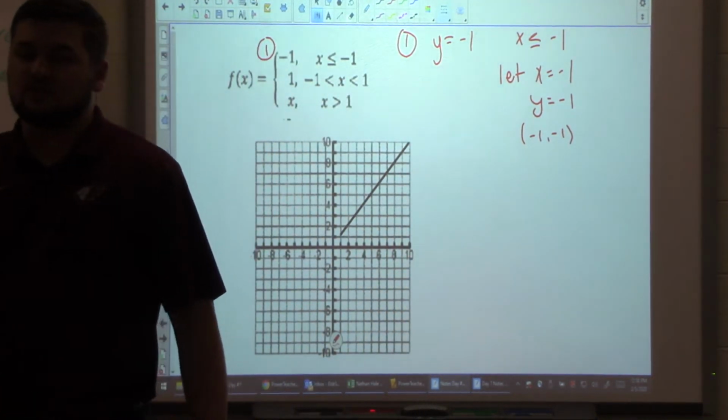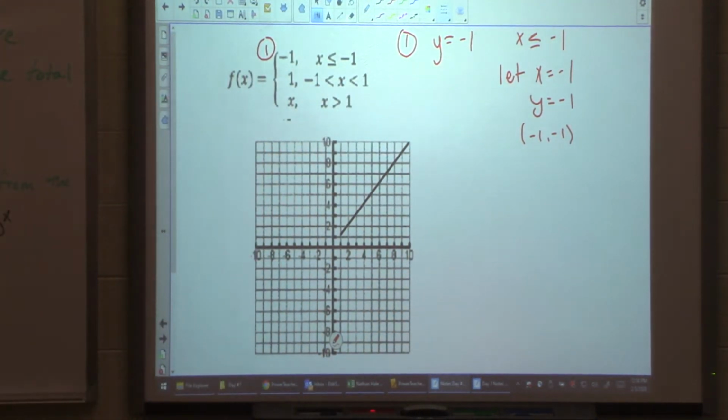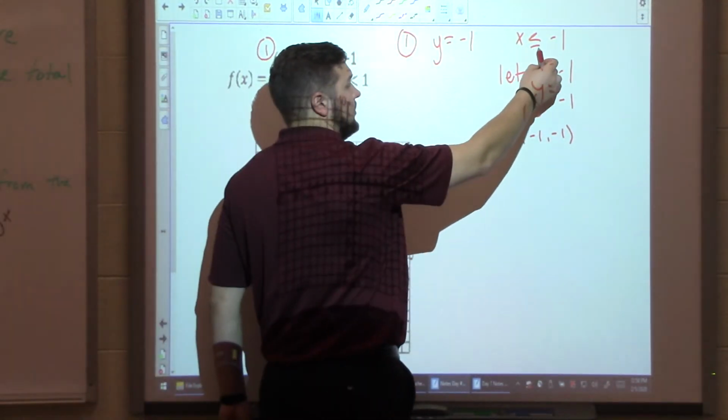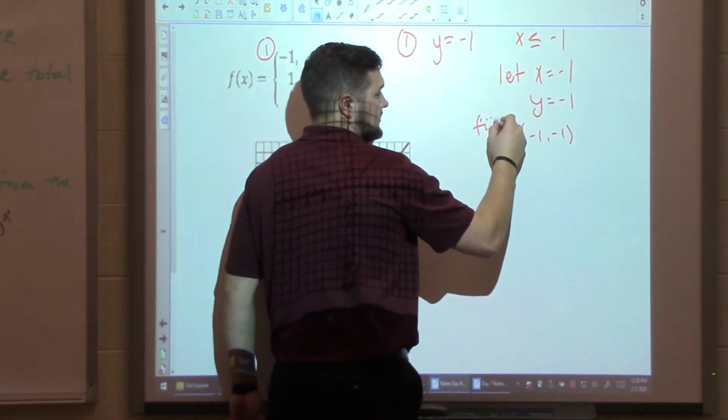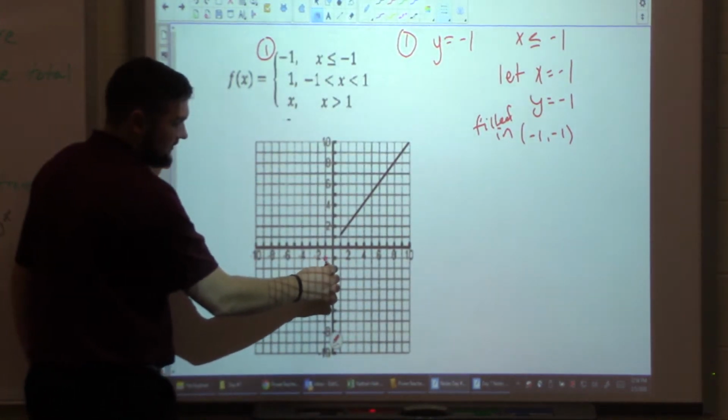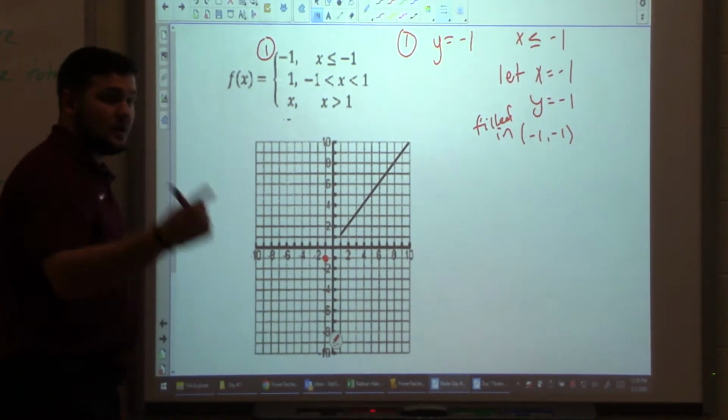The real question is, what type of endpoint will it be? Will it be a filled-in endpoint, or will it be an open endpoint? It'll be closed or filled in because it's or equal to. So filled in. So at -1, -1, I'll have a filled-in endpoint. That is part 1 for this.